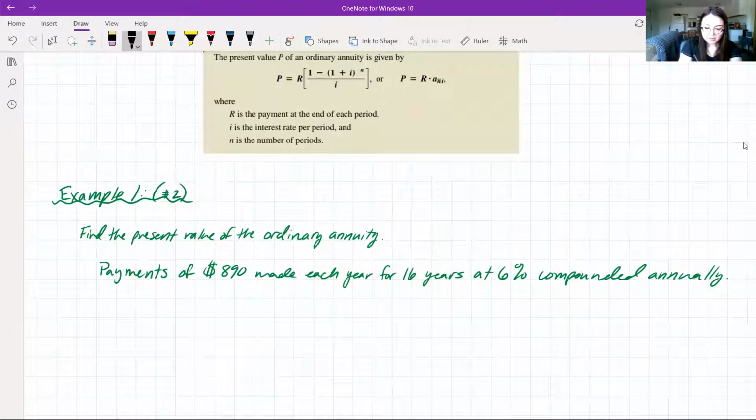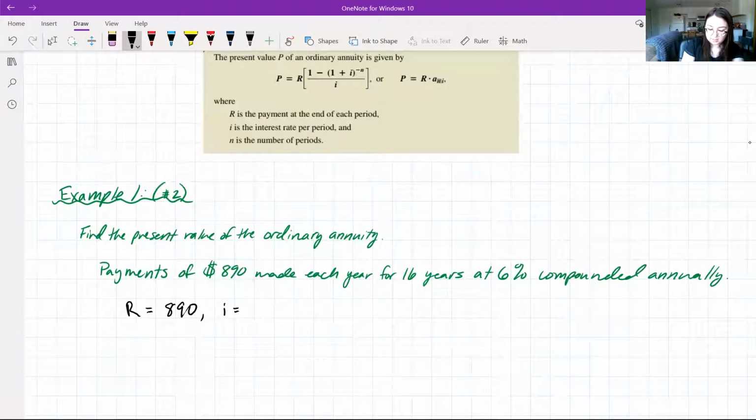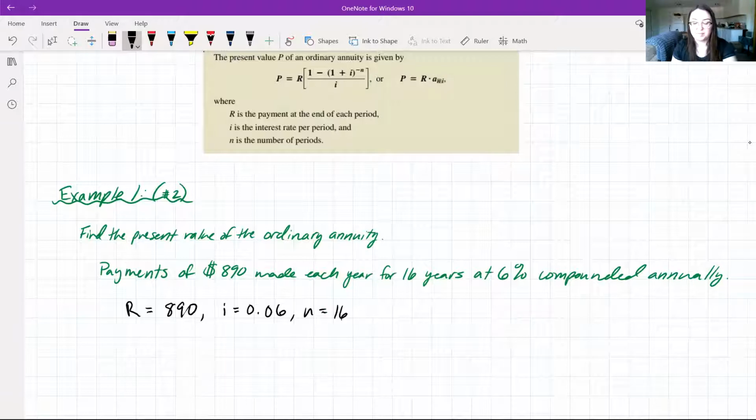We know our payments are going to be $890, so R is equal to 890. We're making them each year for 16 years, and it's being compounded annually. So our interest rate, since it's 6% annually, is technically 0.06 divided by 1, but since that's just equal to 0.06, that's what we're going to write. i is equal to 0.06. And since it's every year for 16 years, our n value is just going to be 16.